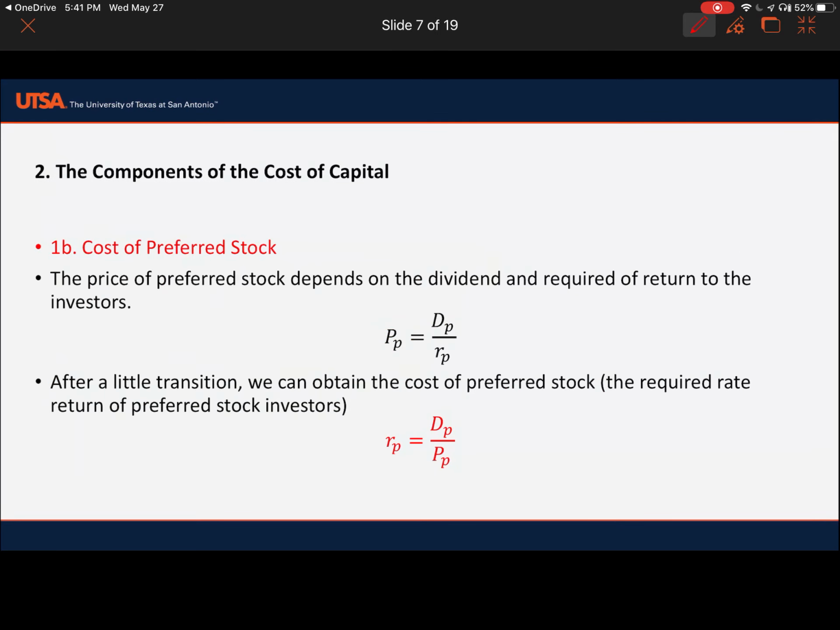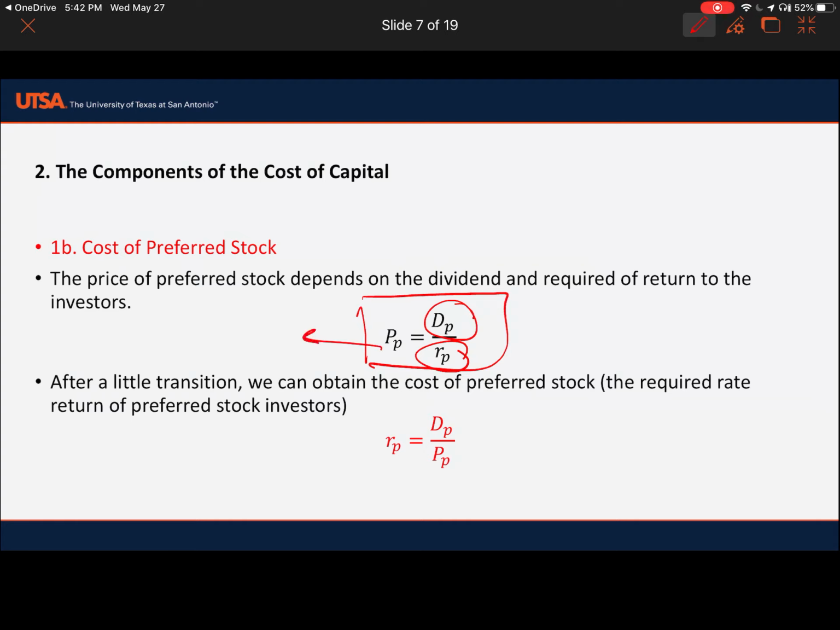How about cost of preferred stock? The price or value of preferred stock depends on the dividend and yield required to induce investors to buy the shares. So the equation for the valuation of the perpetual preferred stock is, as you see, this is dividend, this is the required return.